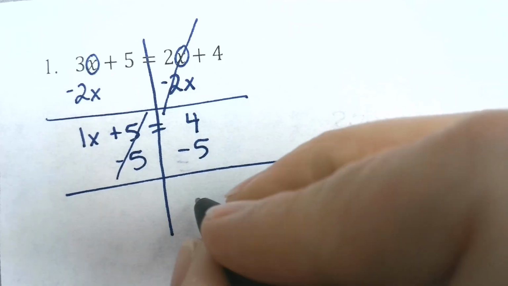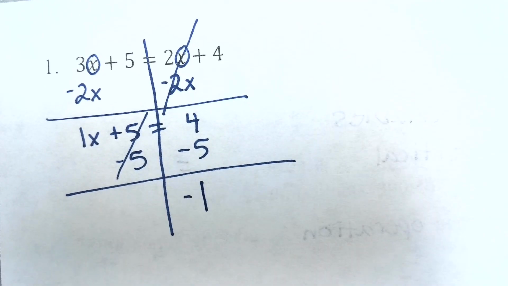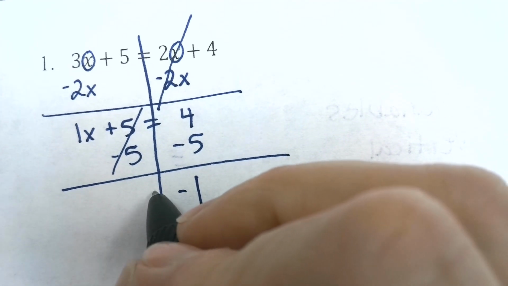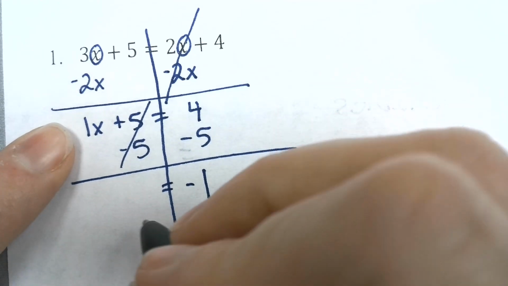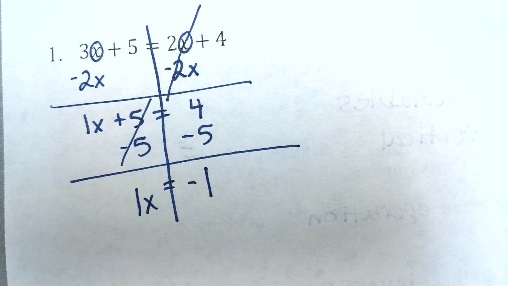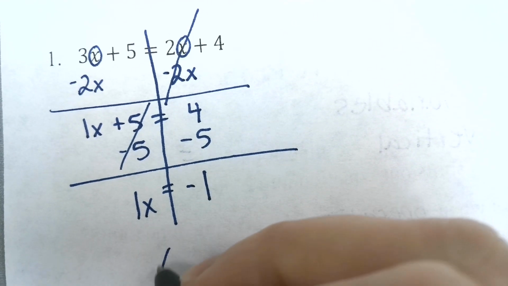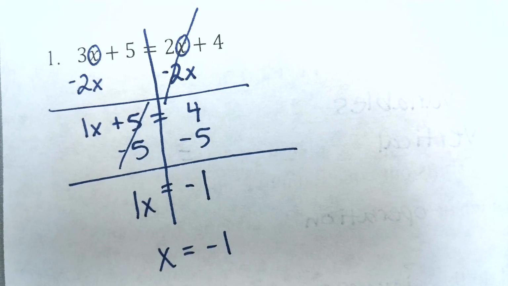4 minus 5. Minus 5. Negative 1. Then we have 1x equals negative 1. Do we need the 1x? So we could just write x equals negative 1.